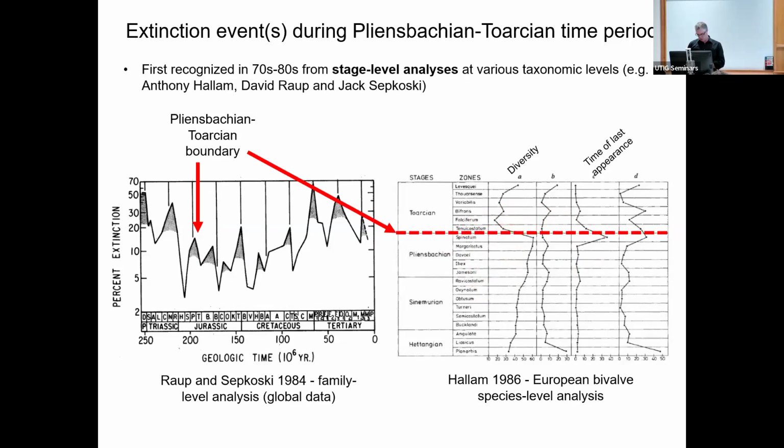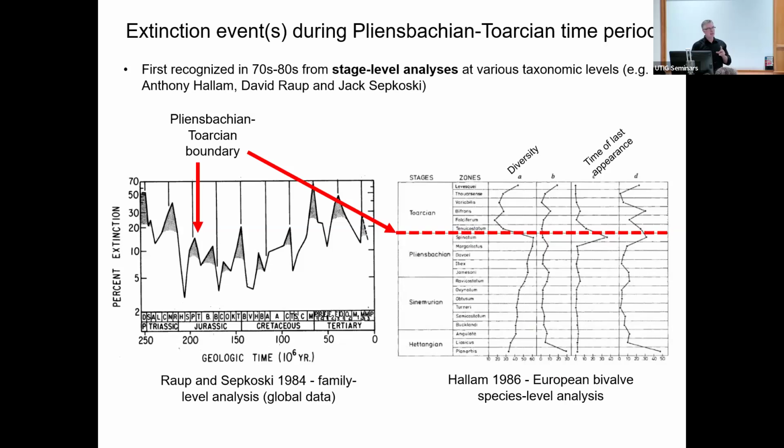This here is a paper which was published a little bit later on by Tony Hallam, who was another mollusk expert, unfortunately now dead. This is a European bivalve species level analysis. As you can see on the chart, there was a big drop in his analyses from the top of the Pliensbachian into the early Toarcian, and diversity in bivalves remained low and then picked up in the late Toarcian time period.